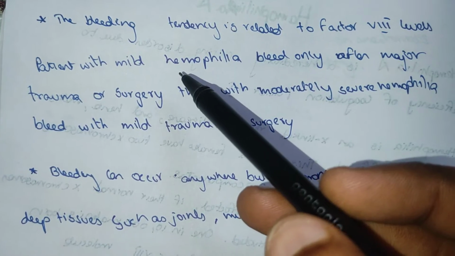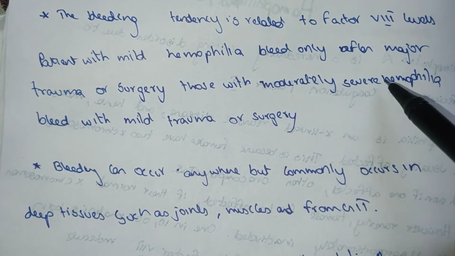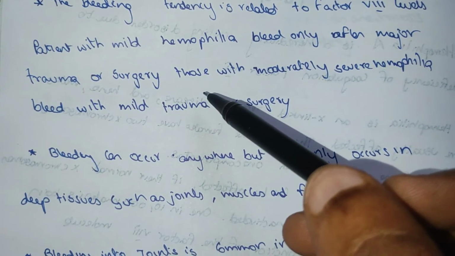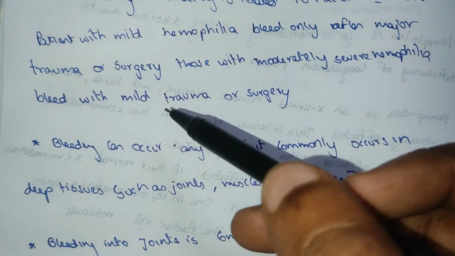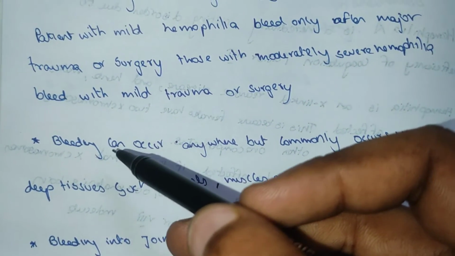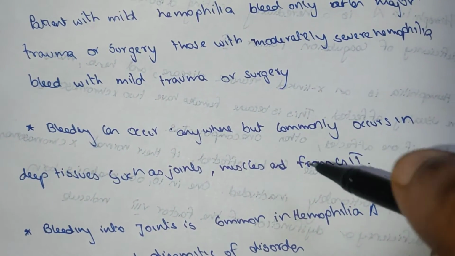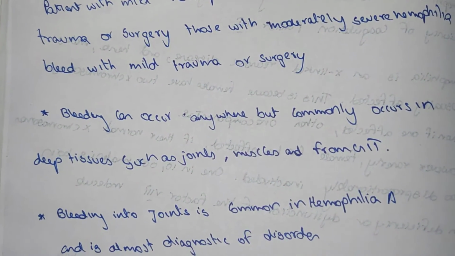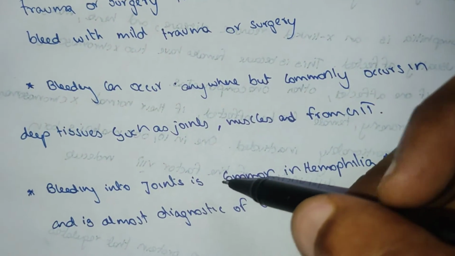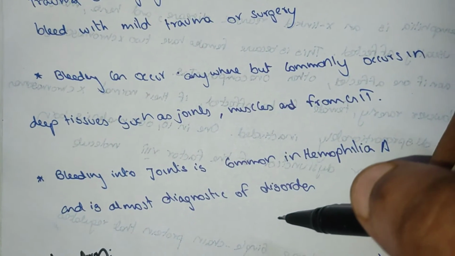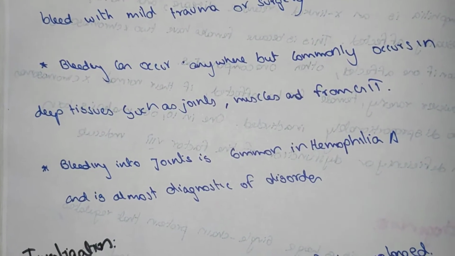Patients with mild hemophilia bleed only after major trauma or surgery, while those with moderate or severe hemophilia bleed with mild trauma or surgery. Bleeding can occur anywhere. Commonly it occurs in deep tissues such as joints and muscles and in the GIT. Bleeding into the joint is common in hemophilia A and is the most diagnostic of the disorder.